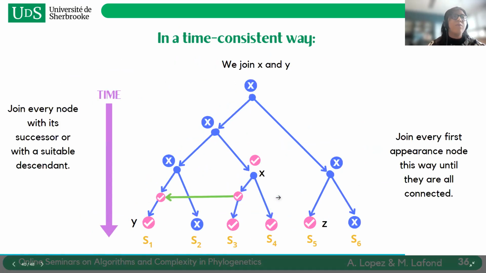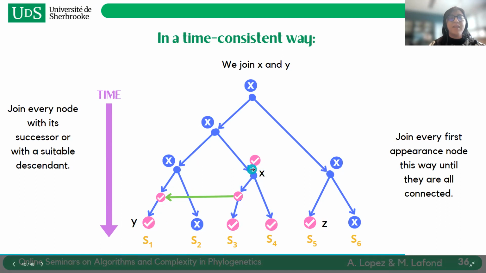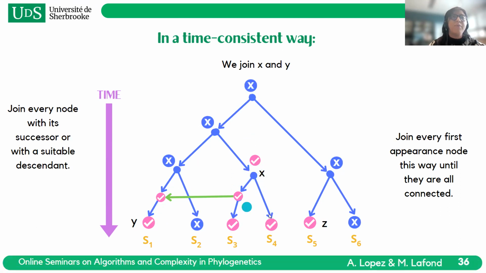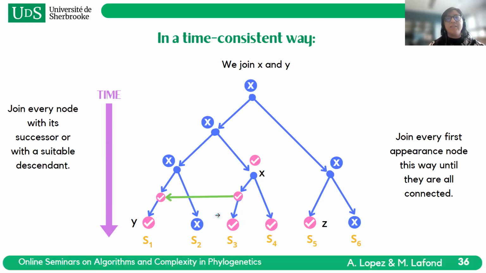So the idea would be to join every node with its successor or with a suitable descendant of its successor. For example, in here, if we join X and Y, we subdivide this edge, join the 2 first appearance nodes, and mark this path with on tokens as well. If we join every first appearance node this way until they are all connected, then we are done, and our problem would be solved.